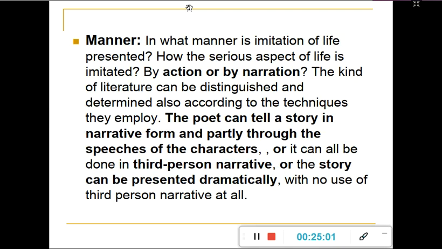In what manner is imitation of life presented؟ ازاي بقى هي presented؟ How is the serious aspect of life imitated؟ By action or by narration؟ The kind of literature can be distinguished and determined also according to the technique they employ. The poet can tell a story in a narrative form and partially through the speeches of the characters. ده أسلوب الرواية. أسلوب narration زي novel ولا action زي الدراما والتراجيدي والكوميدي. Or it can all be done in third person narrative اللي هو he و she وكده. Or the story can be presented dramatically with no use of third person narrative at all.